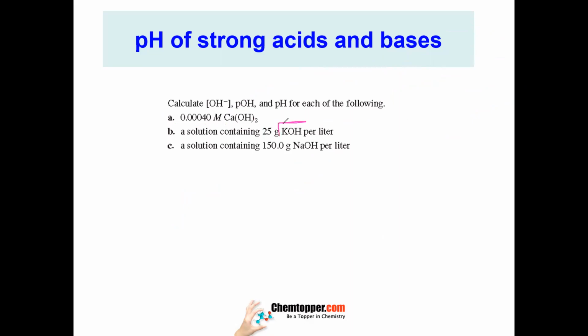KOH, strong base or weak base? Is it strong or weak? Answer it. Why are you taking so much time? K is in the first group. You have your periodic table next to you, so check, potassium is in the first group. So it's a strong base.